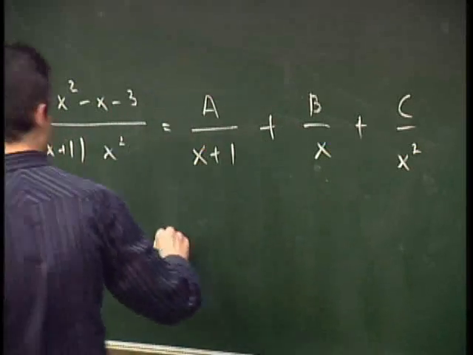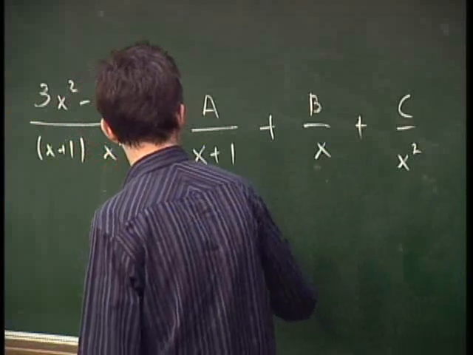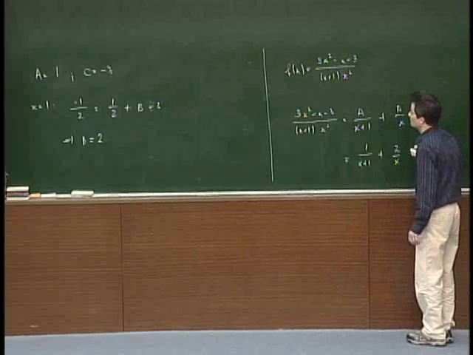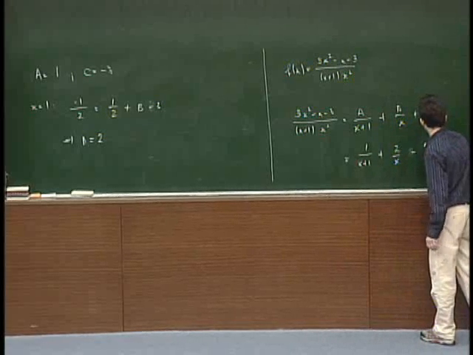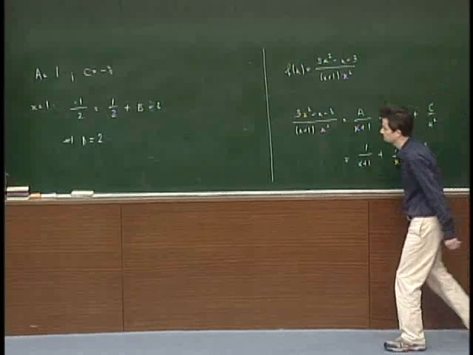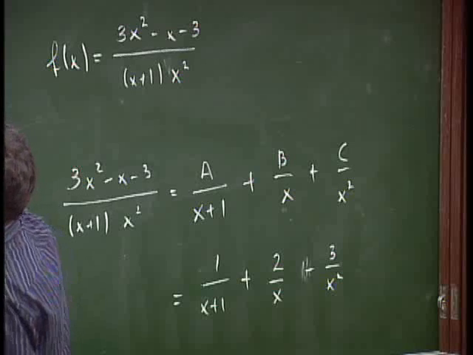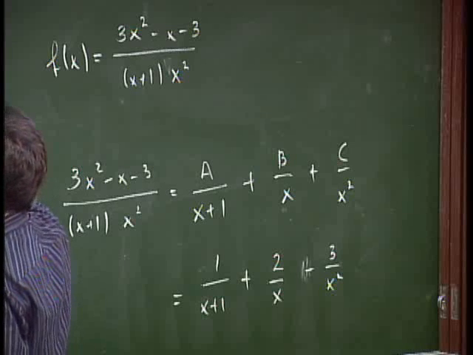Okay, so we have found that this can be written as 1 over x plus 1 plus, now b is 2, 2 over x minus 3 over x squared. So the integral can now be easily computed. The integral of f of x dx is now just the sum over those integrals. So the integral dx over x plus 1, plus 2 times the integral dx over x, plus or minus 3 times the integral dx over x squared.